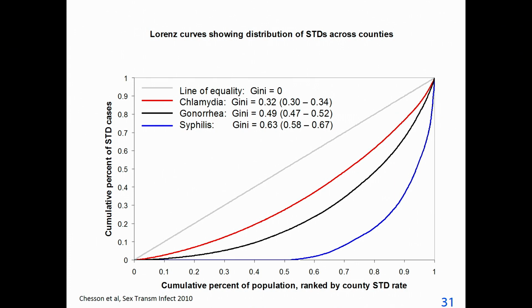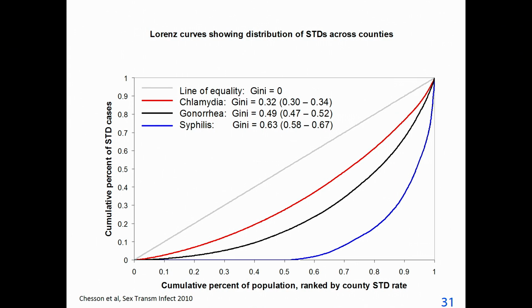For example, syphilis is the most unequally distributed. You see it intercepts around the 0.5 mark. And at the time this was done, about 50% of counties had no syphilis. That's why the line is there. The 50% of the counties with the lowest syphilis accounted for 0% of syphilis cases.